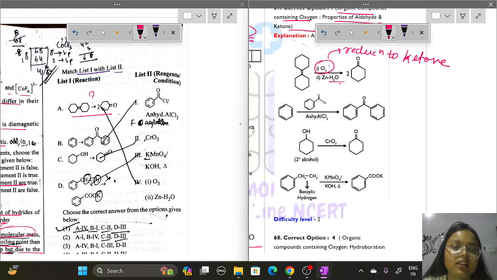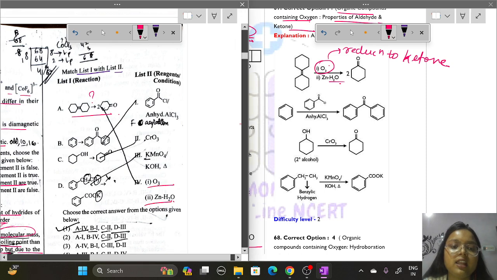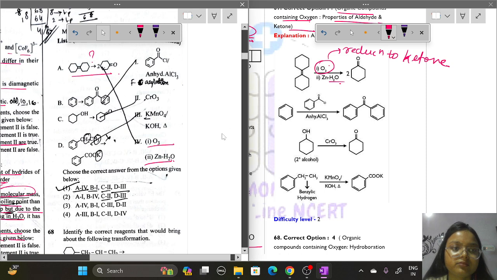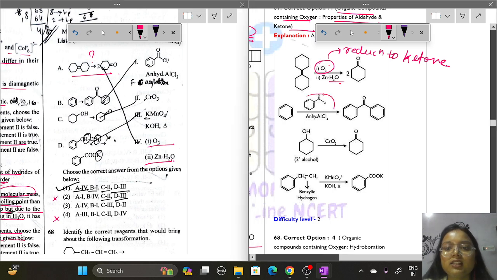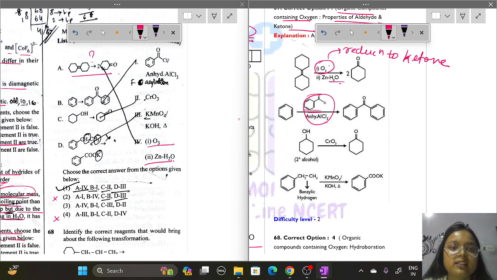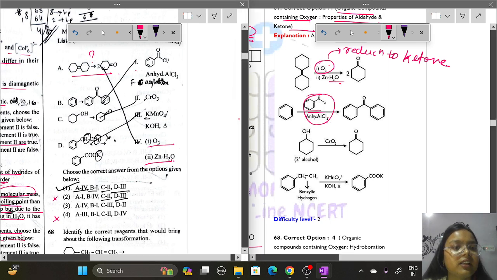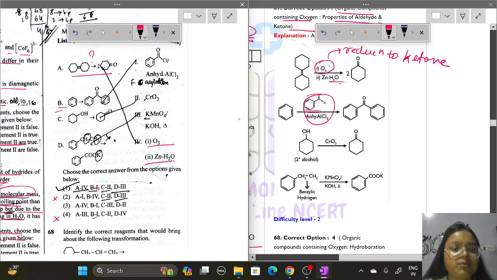So option A will be O3 and Zn/H2O. A-4 is correct. A-2 is wrong, A-3 is wrong. So among option 1 and option 3 we have to find out. For B, this is anhydrous AlCl3 and this compound. This is the Friedel-Crafts reaction, I think, right? Option B-1. B-1 is true in both the cases.